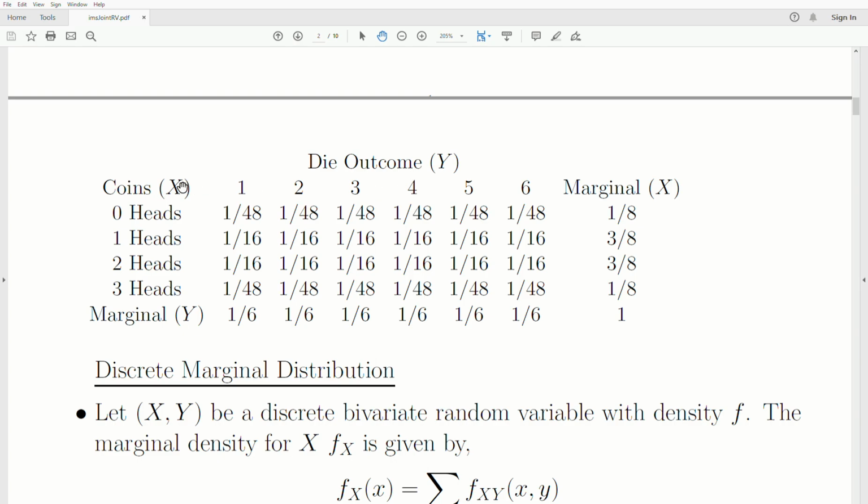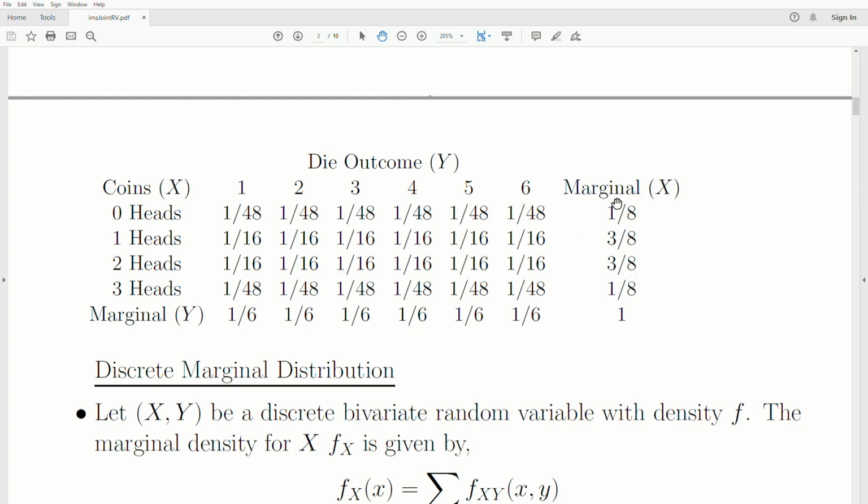So if X is the number of heads in the 3 flips, it can be 0, 1, 2, or 3. The outcome of a die is 1, 2, 3, 4, 5, or 6. And these probabilities, for example, 1/48 is the probability that we observe 0 heads and a 1 on the die. The probability that we see 2 heads and a 3 is 1/16.